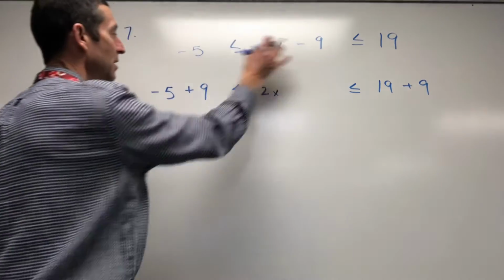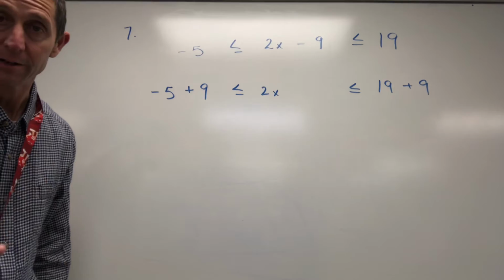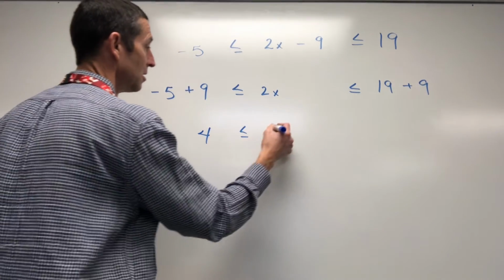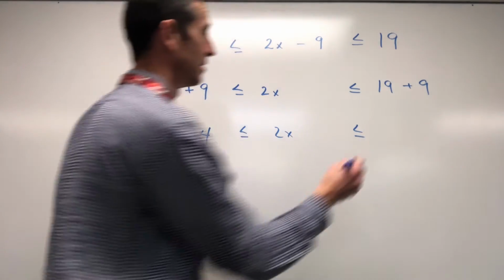So we take the negative 9, we add it on the left, and we add it on the right. So you're adding on both of them. Clean this up. What is that going to be? 4 less than 2x less 10. You got 19 plus 9, 28.